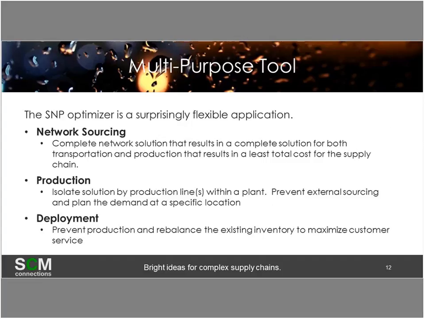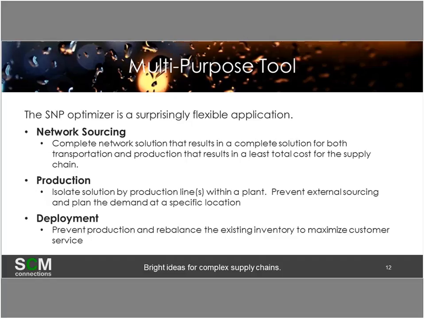So the SNP optimizer, if you mention this to probably 10 people that use it, you're going to get 10 different word bubbles above their head about what their interpretation of SNP optimizer is. The three main ways that I've seen it used: one is for network sourcing. Take the all-in supply chain, show me all my transportation options, show me all my production options, run the whole thing in one massive plan, and show me the least total cost for the solution. That's a big problem, right?